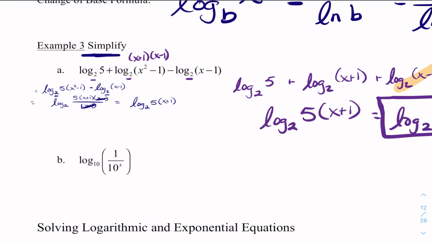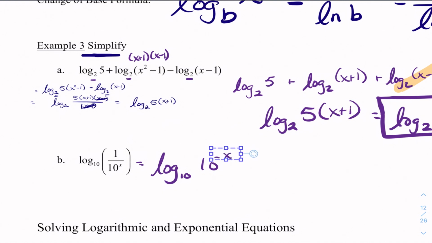Similarly, log base 10 of 1 over 10 to the x. Well, here we have our reciprocal function. So I'm just going to write log because log base 10. Anything in the denominator, we can just move up with a negative exponent. If we have our negative exponent here, let's just grab that negative x.